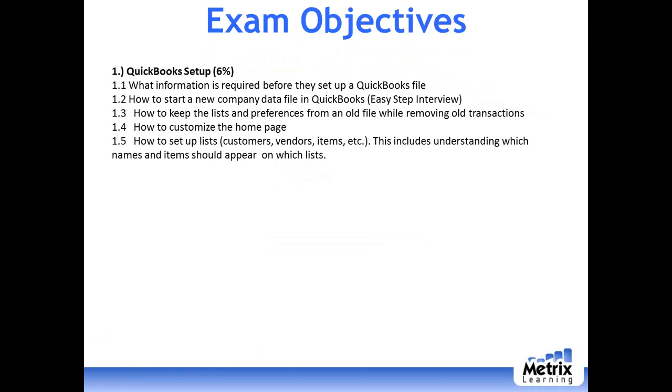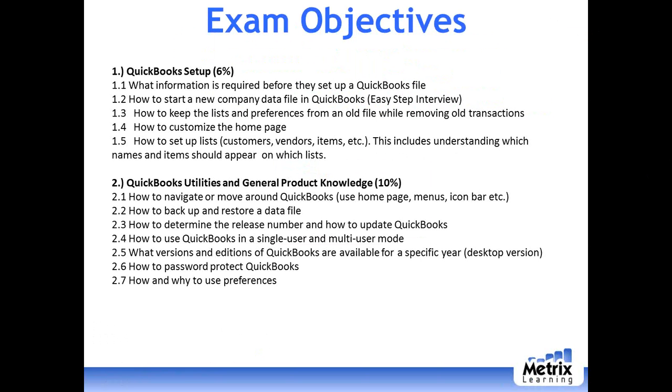The first topic on the exam is QuickBooks setup. This makes up 6% of the questions on the certification exam. You will want to know what information is required before you set up a QuickBooks file, how to start a new company data file in QuickBooks using the Easy Step interview, how to keep the lists and preferences from an old file while moving transactions, how to customize the home page, and how to set up lists. This includes customers, vendors, items, and so on. This will include understanding which names and items should appear on which lists.